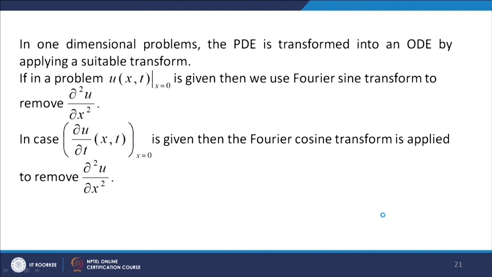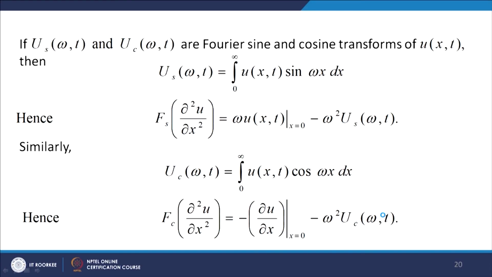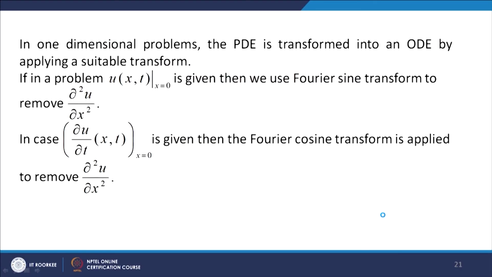So, now in one dimensional problems, the PDE is transformed into an ODE by applying a suitable transform. If in a problem u(x,t) at x equal to 0 is given, you see here in this formula, when you take the Fourier sine transform of this u_xx, you have the expression as omega into u(x,t) at x equal to 0, while in the case of the Fourier cosine transform you have minus delta u over delta x at x equal to 0. So, if in a problem u(x,t) at x equal to 0 is given, then you use the Fourier sine transform. If in the problem the boundary condition is given as minus delta u by delta x at x equal to 0, then you use the Fourier cosine transform. So, which transform is to be used depends on the given boundary conditions.